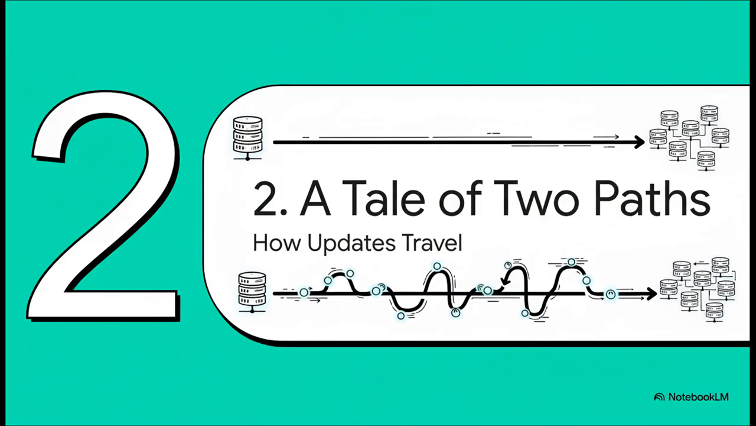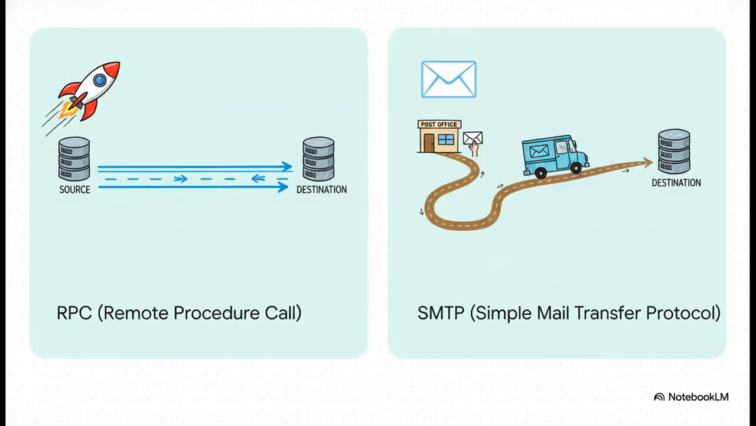Okay, so our air traffic controller, Ntdsa.dll, has just received that update. Now it has to make a big decision. It needs to get this new information out to all the other servers on the network. And funny enough, it's got two completely different ways it can send the package. And here are our two delivery options.